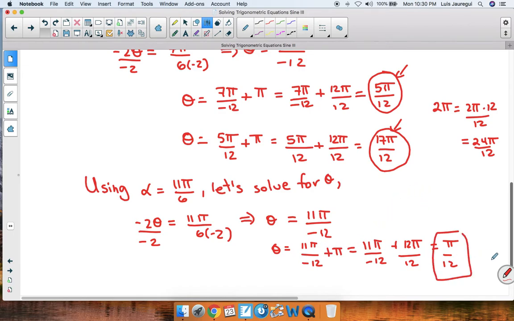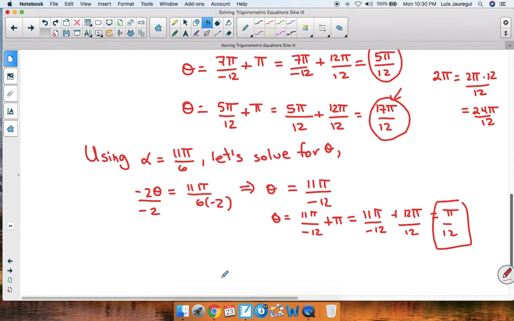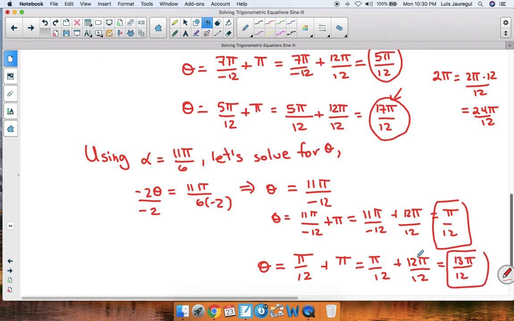Now we're going to keep adding pi to it and see if we can find the other one, since pi is the period of the function. So the other angle theta could be equal to pi over 12 plus pi. Now this simplifies to pi over 12 plus 12 pi over 12, since we want the same denominator, which happens to be 13 pi over 12. Now notice that if you were to add another pi, which is 12 pi over 12, you're going to get 25 pi over 12, which is far beyond the 24 pi over 12.